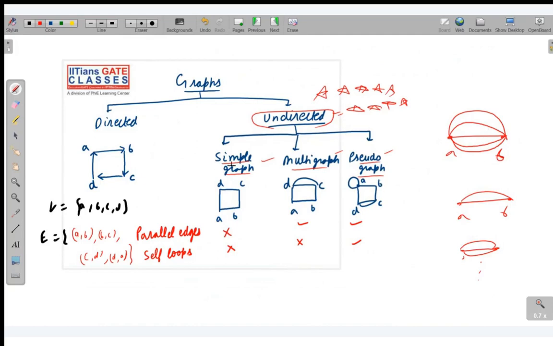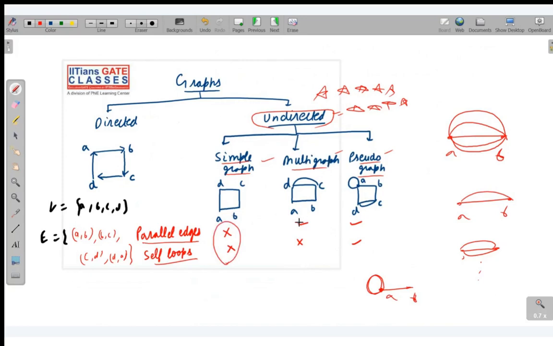So simple graph means there are no parallel edges. Parallel edges are not allowed. Self loops are not allowed. Self loop means, say this, A, B, and here we have drawn like this. This is a self loop. Are you getting it? Starting from A, you are again coming back to A. That is a self loop. So self loops are not allowed. Parallel edges and self loops both are not allowed in a simple graph.